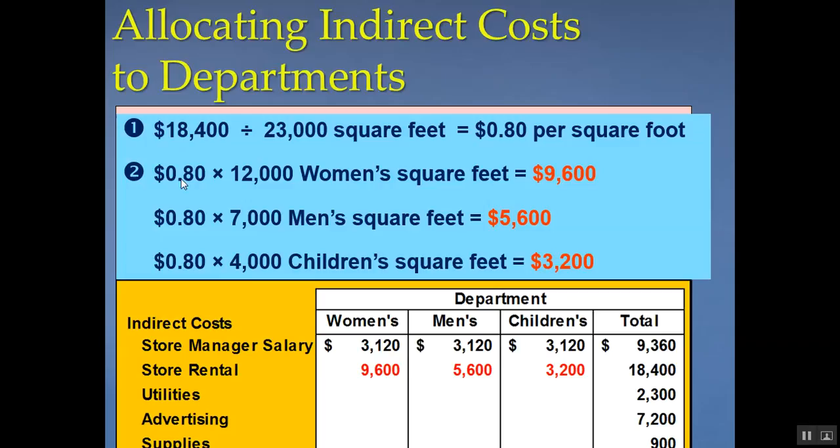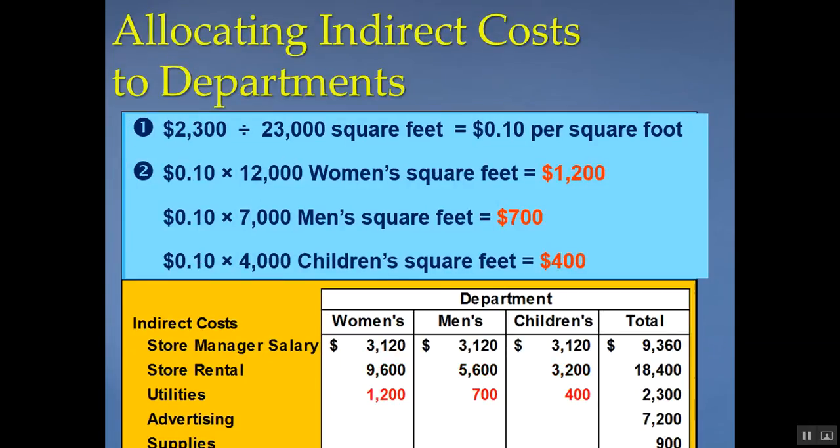Then we can take this rate of 80 cents and multiply it by each department's square footage. So 12,000 for women equals 9,600, 7,000 for men is 5,600, and 4,000 for children is 3,200. The total of each department needs to equal the total cost that you're allocating.